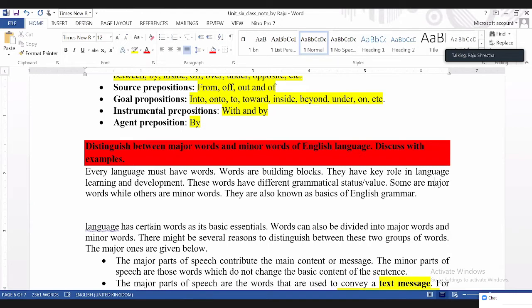So some words are major words, while others are minor words. They are also known as basics of English grammar. They are also the areas of basics of English grammar.